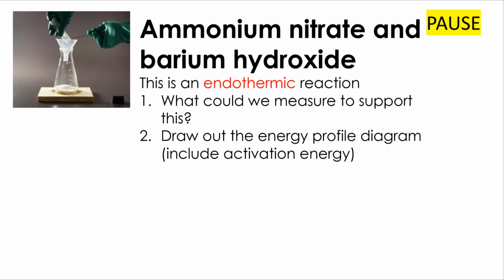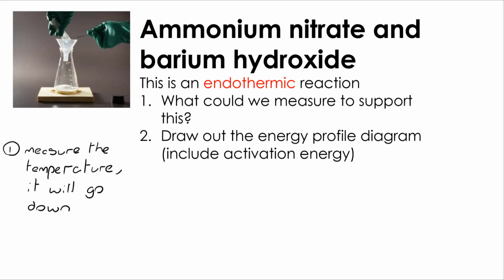So if it's an endothermic reaction, we could measure the temperature. We could have a thermometer in there, and what we would see is that the temperature goes down. Taking a look at the energy profile diagram, and remember we're including activation energy here, I've got my product line higher than the reactant line. That's absolutely fundamental for a reaction profile diagram for an endothermic reaction.